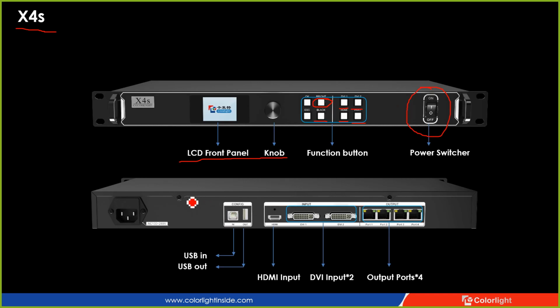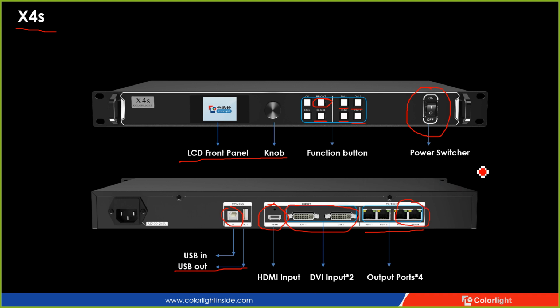Okay, let's now look at the back side of the X4S. There are USB in and USB out. The USB in is to connect the USB cable to the computer for configurations, and the USB out is to cascade to the next X4S. Here we got 1 HDMI input and 2 DVI inputs. As you can see here, there are 4 output ports. So the only difference between X2S and X4S is the quantity of the output ports.